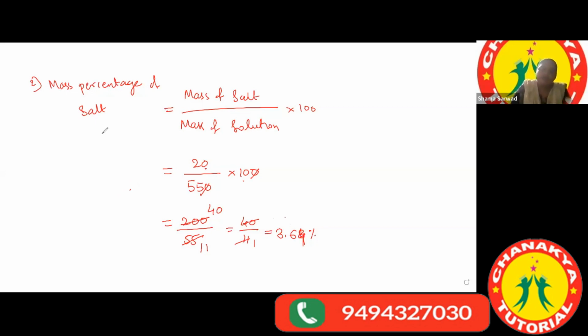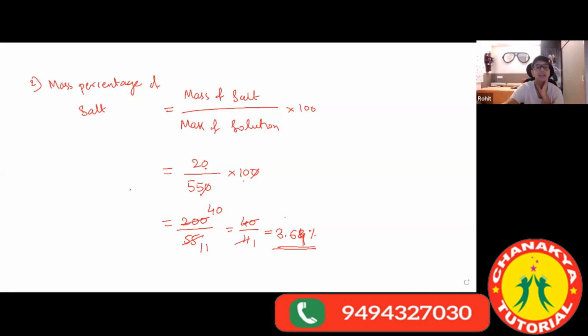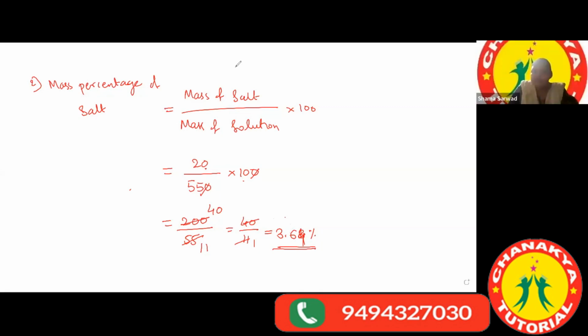Now, mass percentage of salt we got is 3.64, and mass percentage of glucose we have calculated, that was 5.45 percentage. This we have already calculated. So in this way, you have to calculate such kind of problems for the 3 marks at least.